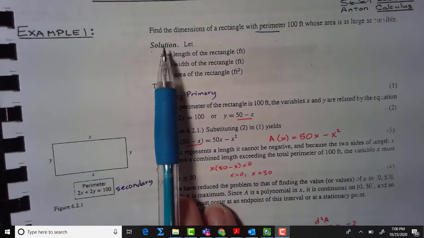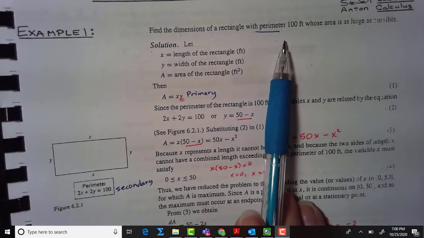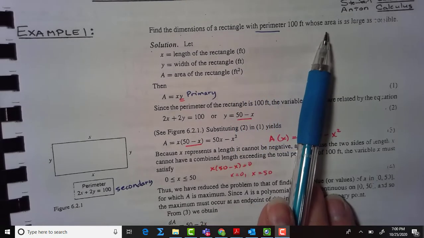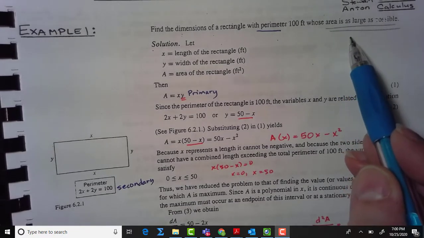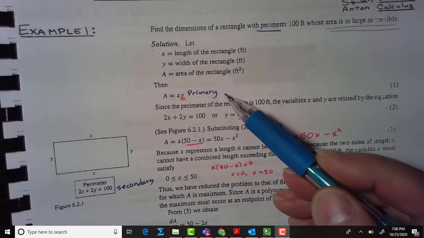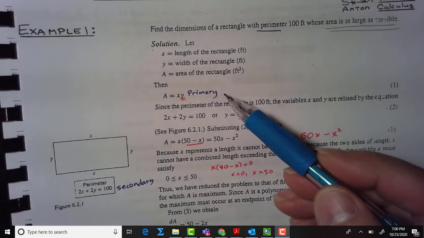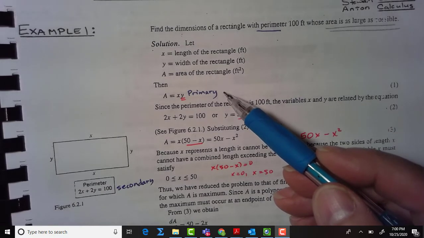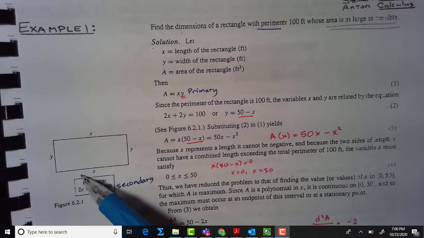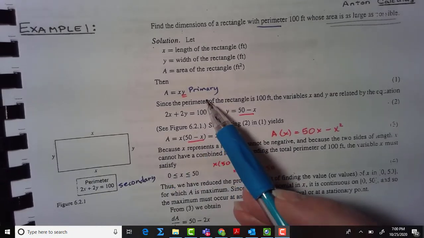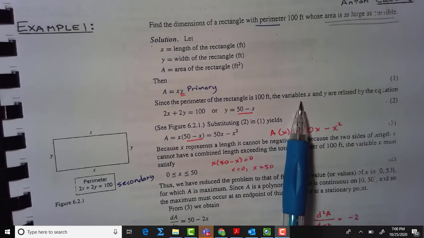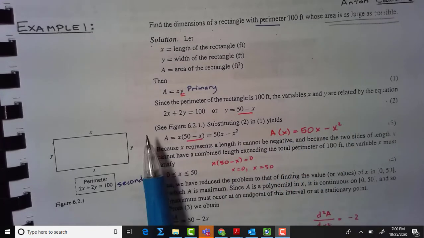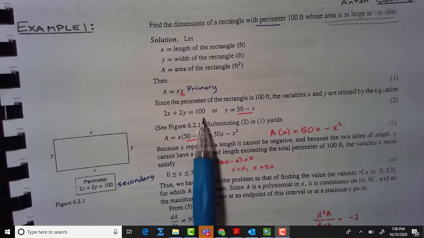Example 1. Find the dimensions of a rectangle with perimeter 100 feet whose area is as large as possible. So we want to maximize the area. That makes our area formula our primary equation we're going to work with. And we know if we draw a box, we have x times y. There's our area. Now the perimeter is 100 feet, so the variables x and y are related by the equation 2x plus 2y is 100.